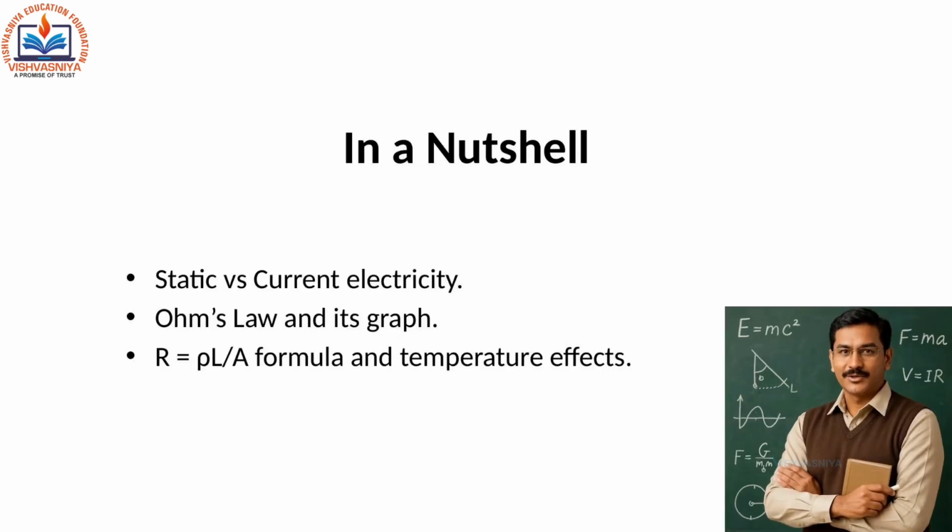Let's quickly summarize what we've learned so far. Static electricity is a stationary charge, current electricity is moving charge. Conductors allow current to pass, insulators don't. Ohm's law gives the relationship between voltage, current, and resistance. Resistance depends on material, length, and area, while resistivity is a material property.